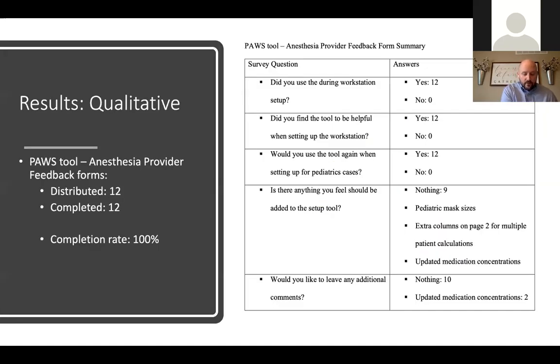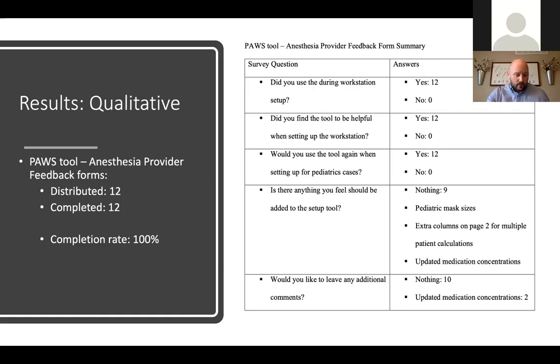Upon completion of Clinical Practicum 2, I distributed 12 PAWS tool anesthesia provider feedback forms to the 2020 cohort of registered nurse anesthesia interns. The interns were asked to anonymously complete and return the feedback form to a designated folder within the anesthesia office. Of the 12 forms distributed, all 12 were completed and returned anonymously. The results of the anesthesia provider feedback forms have been compiled and are presented in this table.